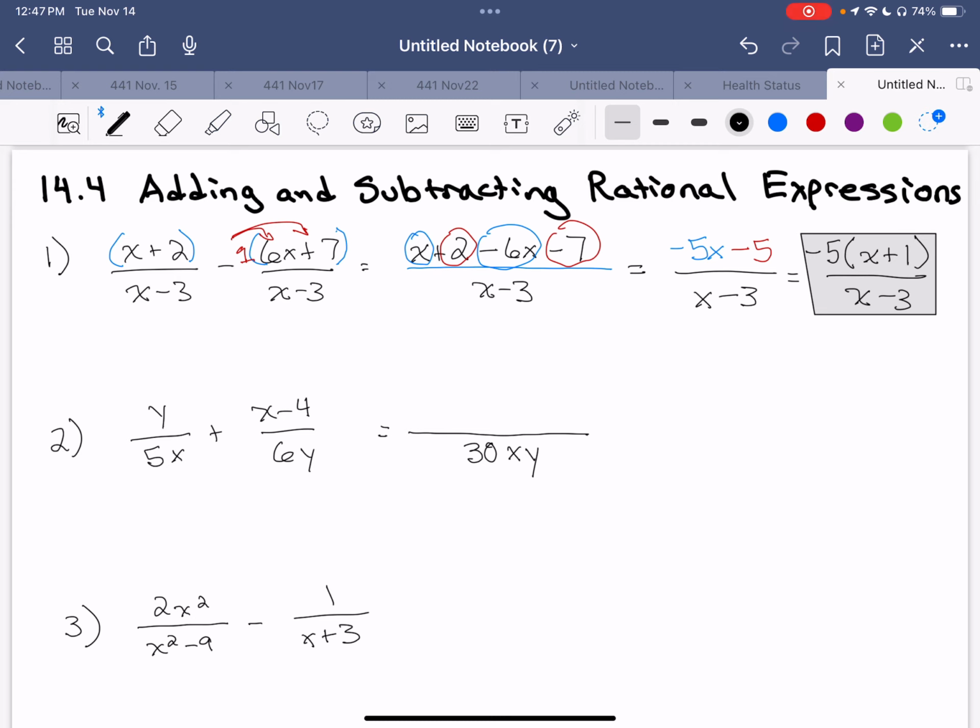And what do I need to multiply by in order to get that? So the first term, 5 times 6 gives me 30, and x times y gives me xy. And then I need the same multiple on top. For the second term, 6 times 5 gives me 30, and y times x gives me 6xy. So I'm comparing my denominator to my common, and saying, what do I need to multiply by? Or if you want to say you're taking the 30xy divided by 6y, it gives me 5x. And then I multiply the top by this as well.